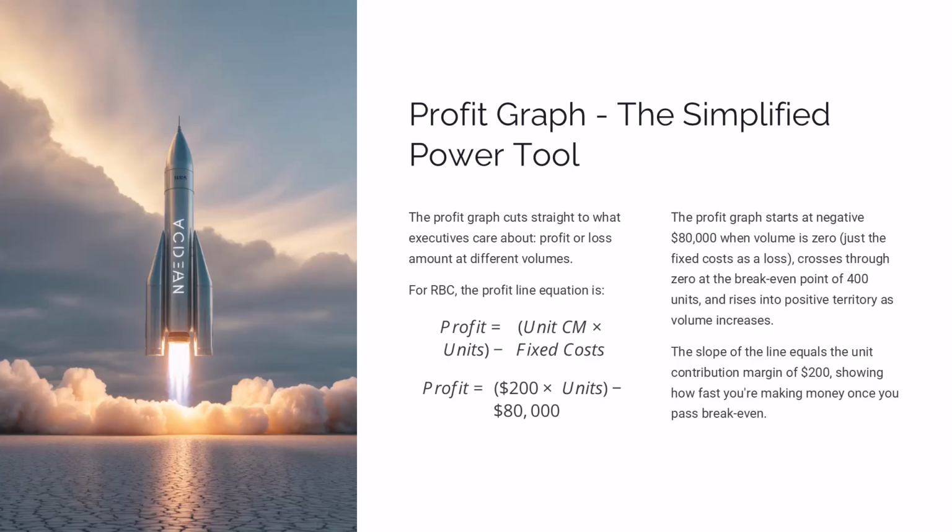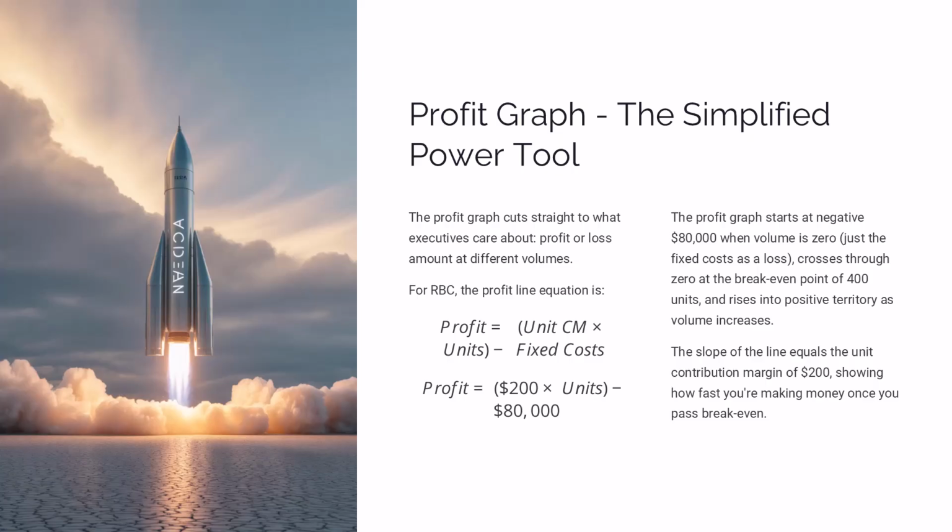Fixed living costs. You start at negative $1,500 for rent and fixed expenses. And each hour you work at your $20 per hour job moves you $20 closer to break even. And after 75 hours, you're in profit territory, which is exactly the same concept just applied to your life instead of a business.